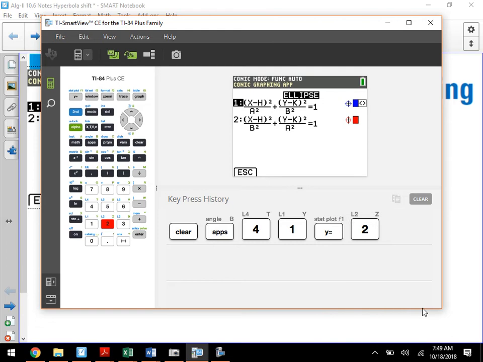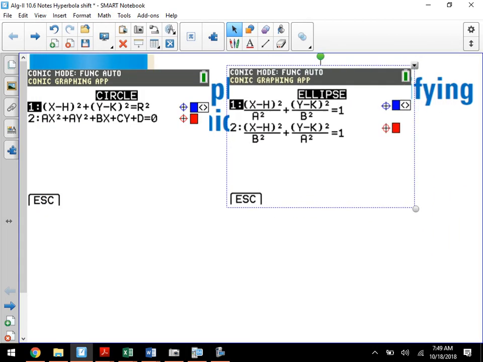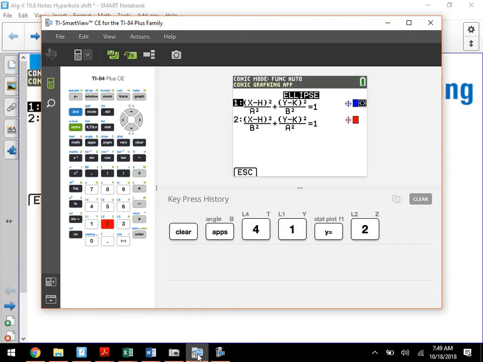Notice you have H's and K's. What do you think H's and K's stand for? Right. Horizontal and vertical shifts. The H and K is going to be where all of your centers are going to be located. Okay? All the centers.